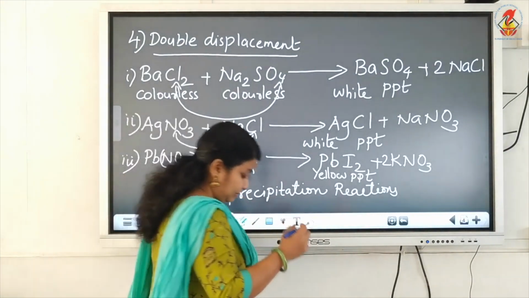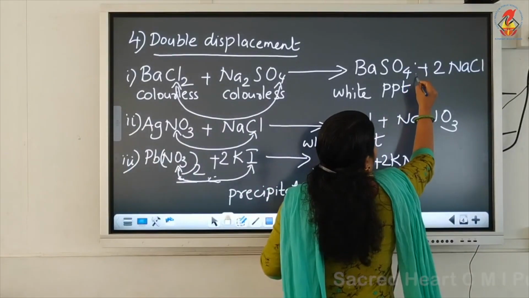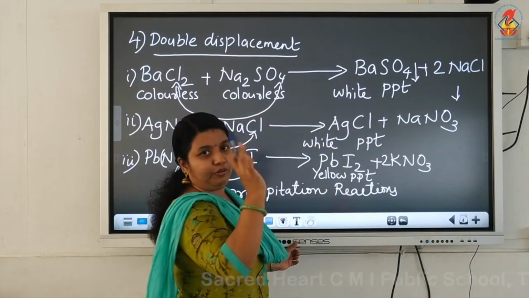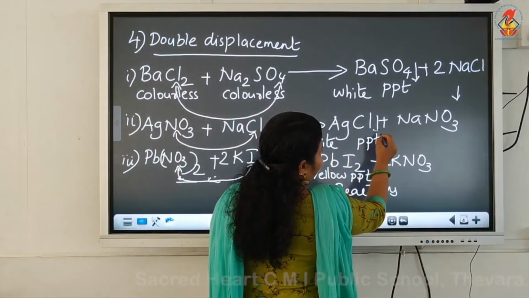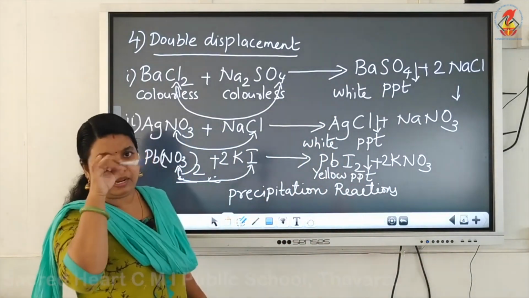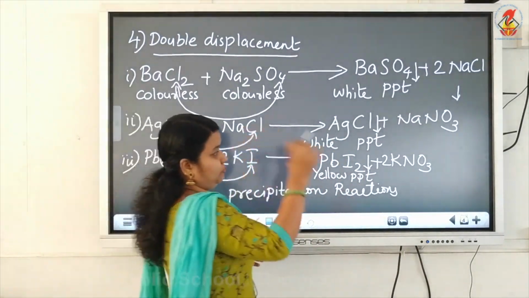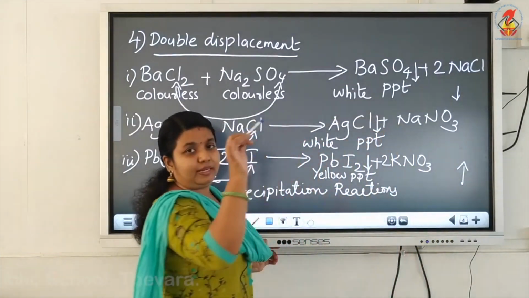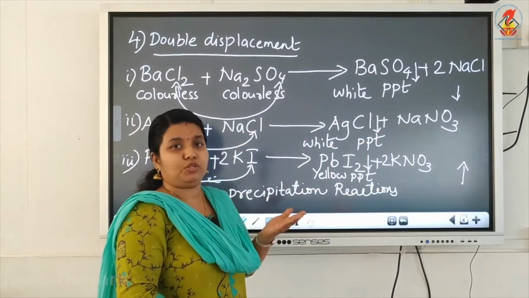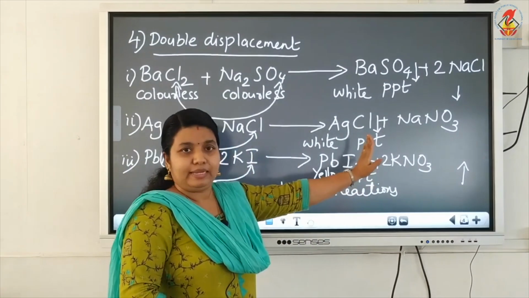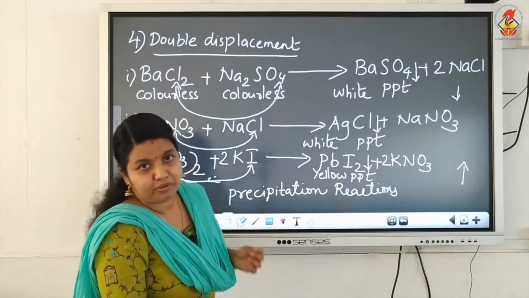And the formation of a precipitate we can represent with a downward arrow. This arrow indicates formation of a precipitate. So in a reaction, if you see this downward arrow, it indicates formation of a precipitate. Downward arrow always represents a precipitate. And if in some reaction you have seen an upward arrow, that indicates the presence of a gas, evolution of a gas. The product formed is a gas. So if you see this downward arrow, it indicates the formation of a precipitate.